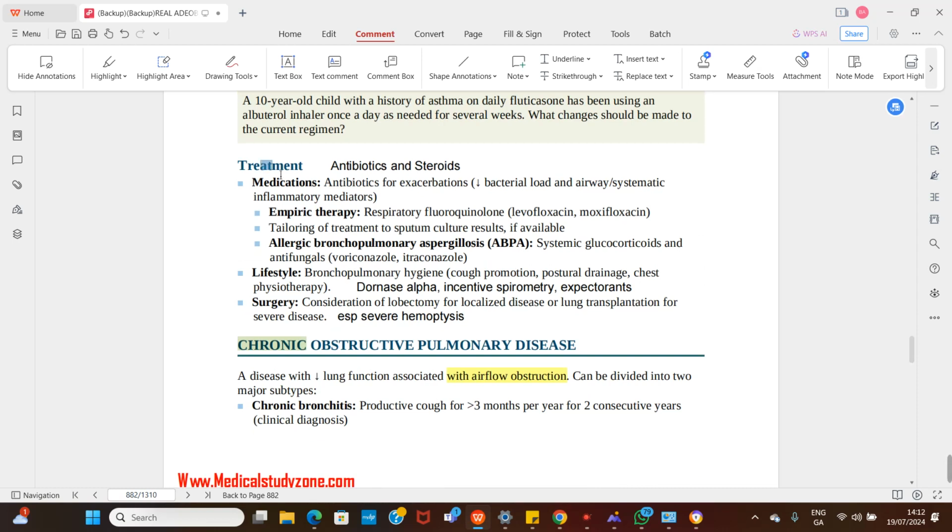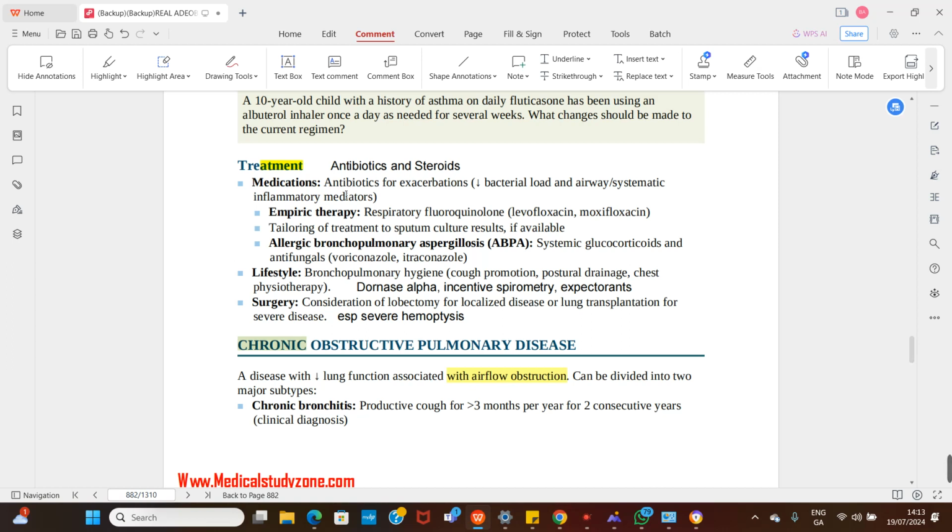So how do you treat them? The mainstay of treatment is antibiotics and steroids. Very important stuff. Antibiotics and steroids. So the antibiotics you are giving are going to reduce the bacterial load and reduce the inflammation. And the antibiotics you must give are the ones that are effective for the respiratory tract.